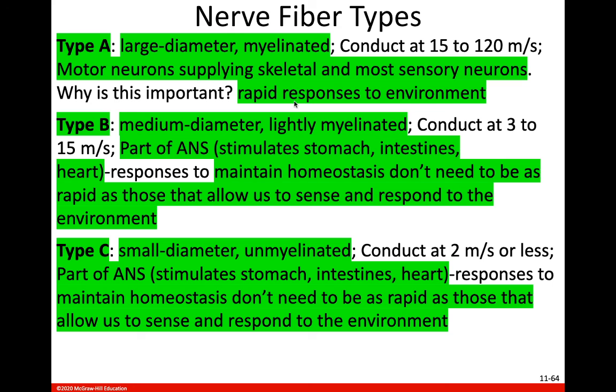Why is it important to have these skeletal neurons as well as sensory neurons being type A, conducting action potentials very quickly? Guys, these determine our response to the environment. Okay? Our sensory neurons are able to conduct that action potential very quickly to our CNS, and then our CNS is able to send that action potential for a response very quickly to our skeletal muscles to allow us to react. So, for example, we're about to touch a hot pan.